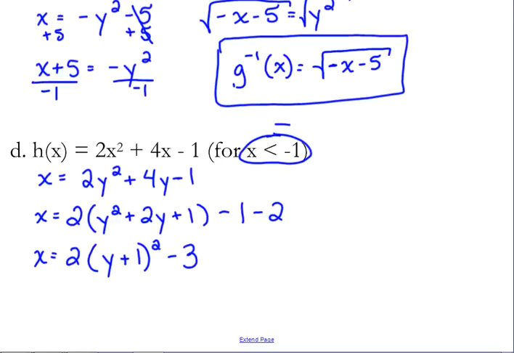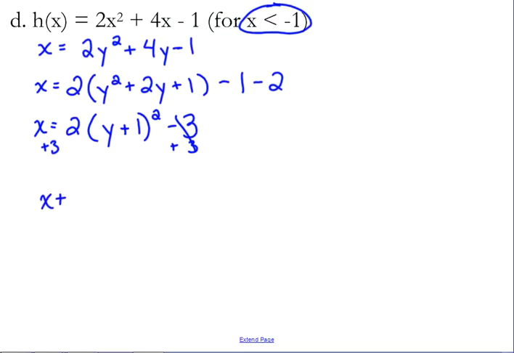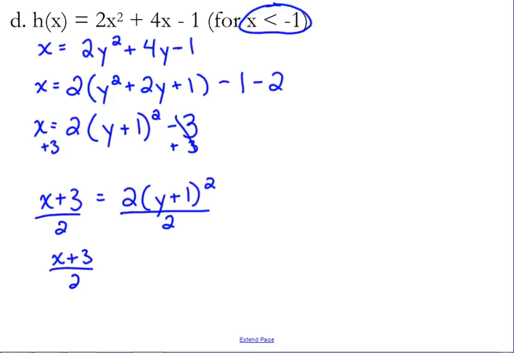Can we get y by itself in this form? Yes, we can. So let's do that. Start by adding 3. We've got x plus 3 is equal to 2 times (y plus 1) squared. The squared expression is not by itself yet, so we have to divide by 2 first. (x plus 3) over 2 is equal to (y plus 1) squared.